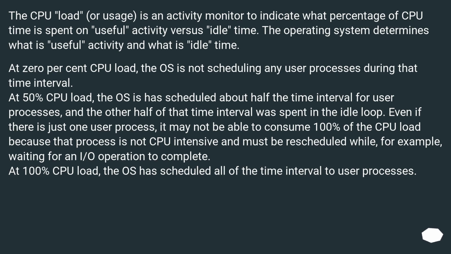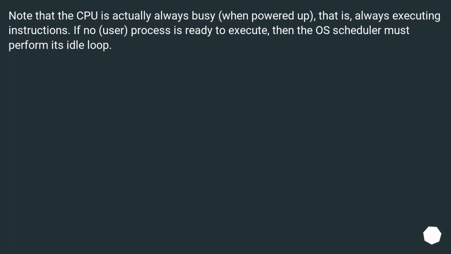Even if there is just one user process, it may not be able to consume 100% of the CPU load because that process is not CPU intensive and must be rescheduled while, for example, waiting for an I/O operation to complete. At 100% CPU load, the OS has scheduled all of the time interval to user processes. Note that the CPU is actually always busy, when powered up, that is, always executing instructions. If no user process is ready to execute, then the OS scheduler must perform its idle loop.